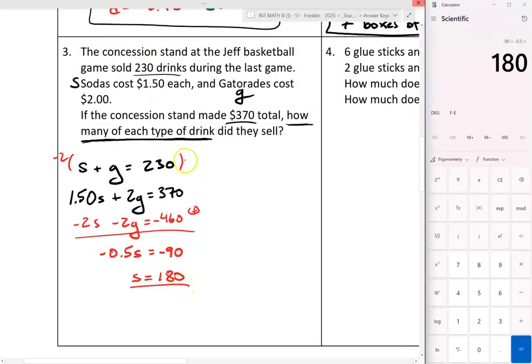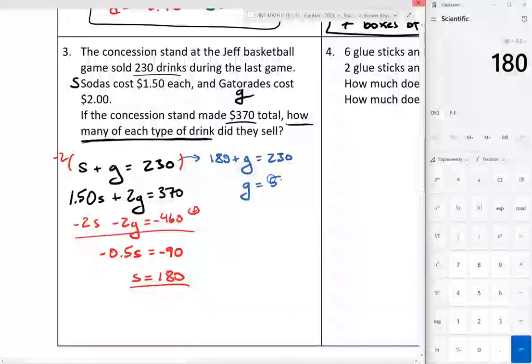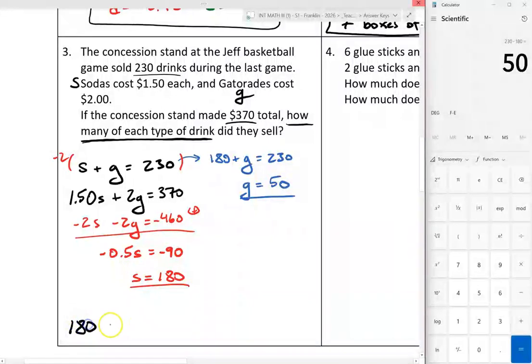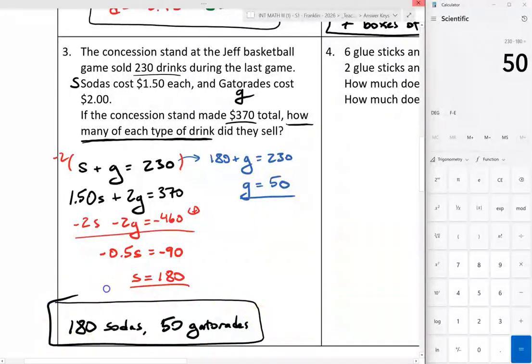And now, as always, to find G, just plug that back in. 180 plus G equals 230. Subtract that, we know we sold 50 Gatorades. 230 minus 180. So our solution is 180 sodas, 50 Gatorades. I'm not sure how accurate that really feels as far as realistically, but it could be, especially if sodas are 50 cents less.